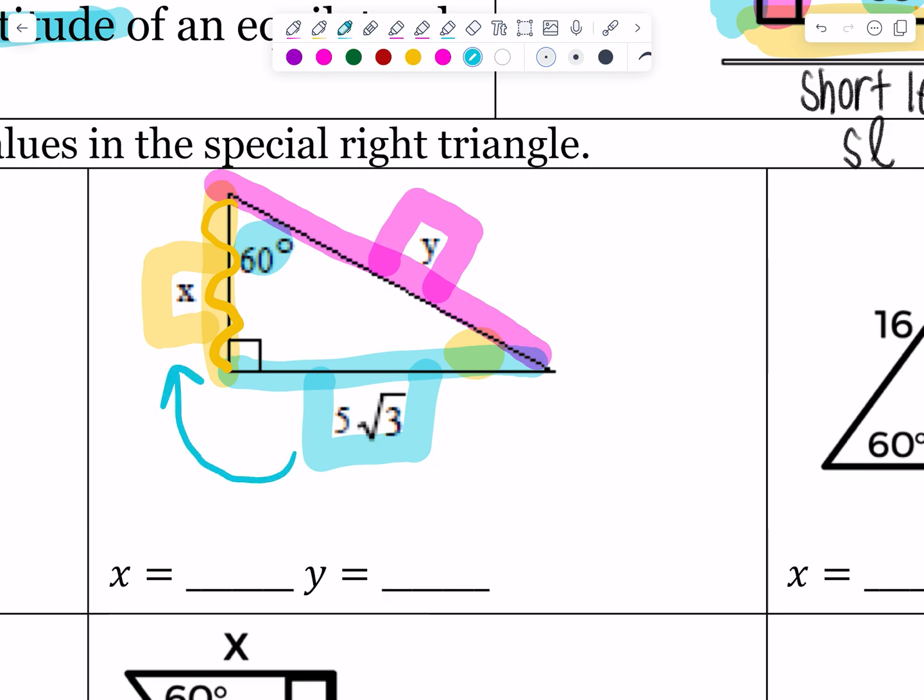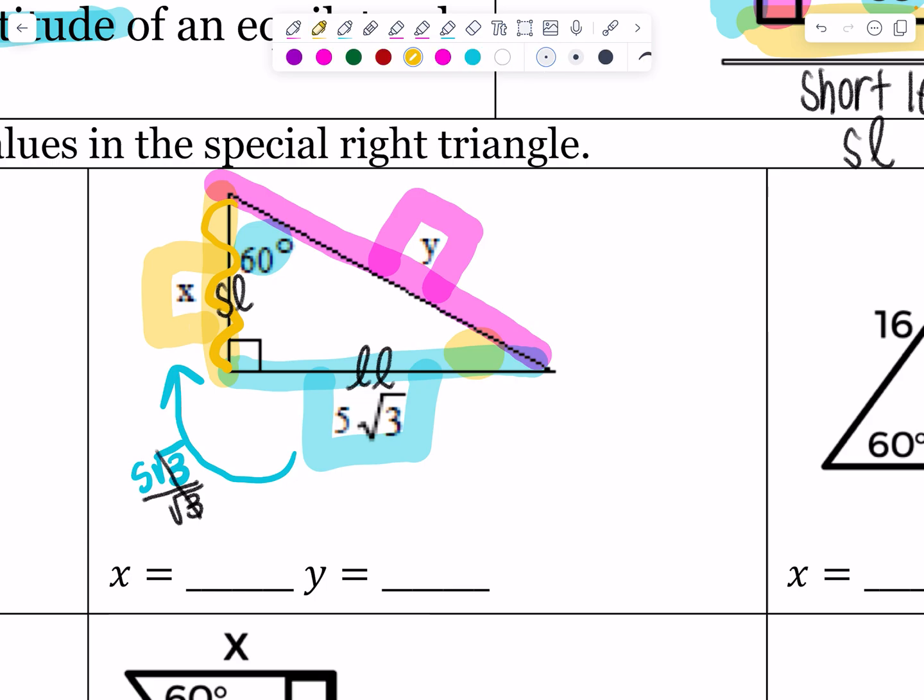So instead of multiplying by root 3 to go from the short leg to the long leg, to go from the long leg to the short leg, we are going to divide by root 3. So we're going to take what's currently there. What's currently there is the blue piece, 5 root 3. And we're going to divide that by root 3 because they told us that's the relationship. Those root 3s are going to cancel out.